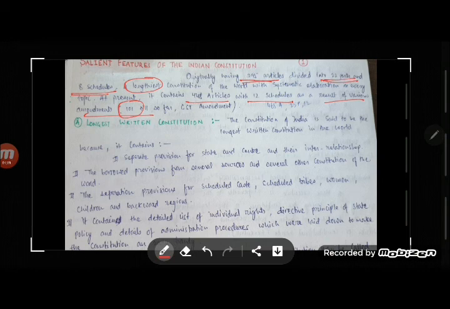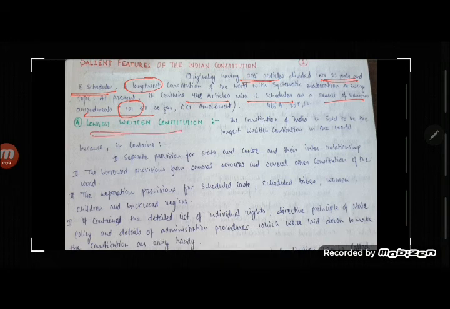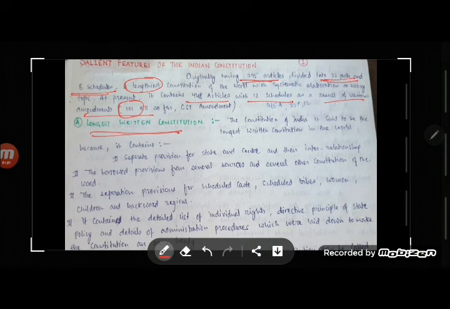So what are the basic salient features? First, the lengthiest written constitution. It is the lengthiest written constitution in the world. As we have already discussed, the Constitution of India is one of the lengthiest constitutions. It is said to be the longest written constitution of the world because of what it contains.